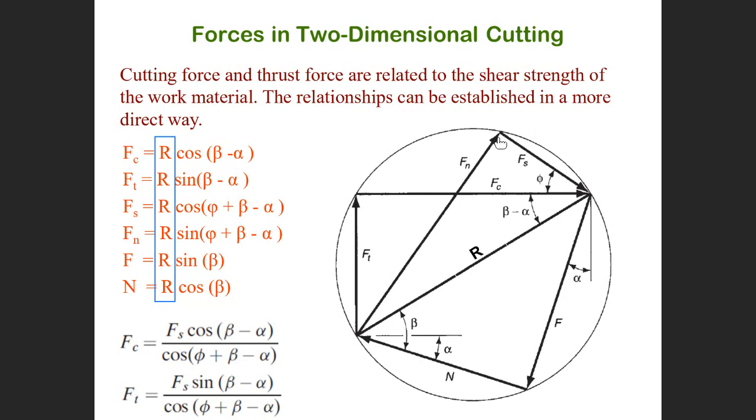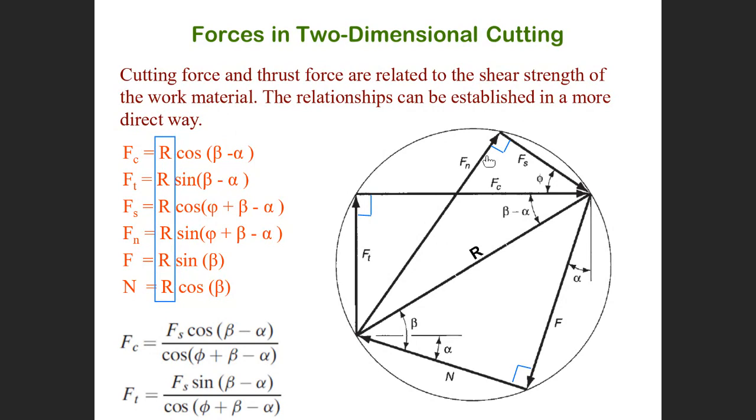Fs equal to what? Fs, guys. Fs equal to R, this is the right angle. Let me show you. This is the right angle. Don't forget that. Fs equal to R cosine this angle, phi plus beta minus alpha. Then Fs equal to R cosine phi plus beta minus alpha.